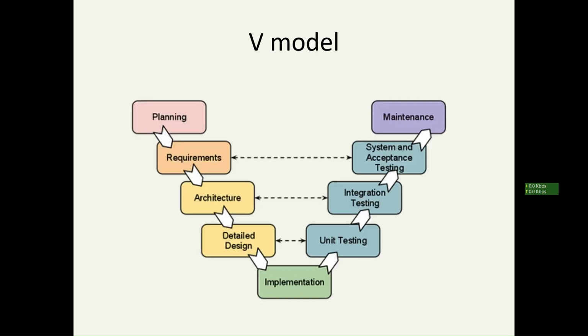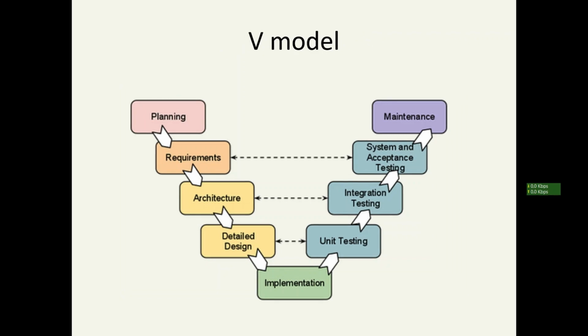Next one is the V model. The V model is nothing but verification and validation done parallelly. Verification we already saw in the previous video. Verification is checking and validation is testing. So you verify the planning, requirements, high level design, and detailed design, and you do testing: unit testing, integration testing, system and acceptance testing, and maintenance testing.